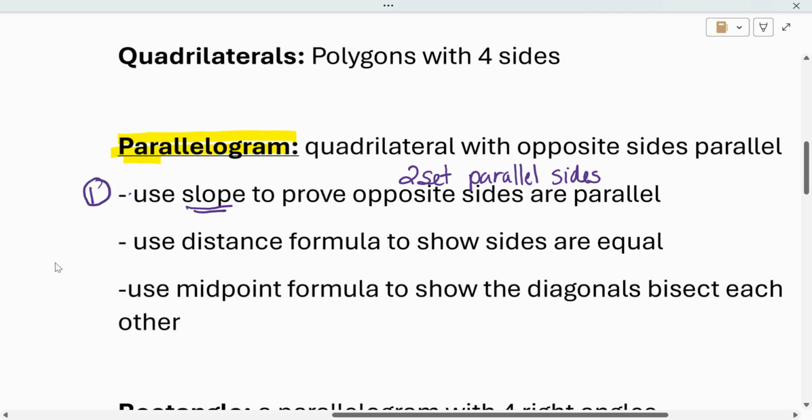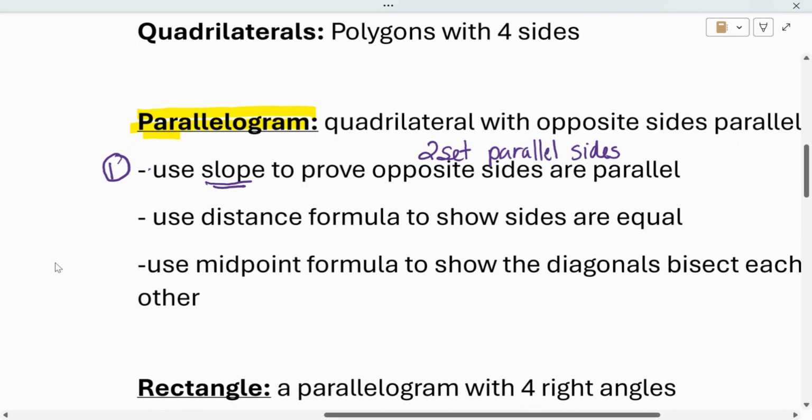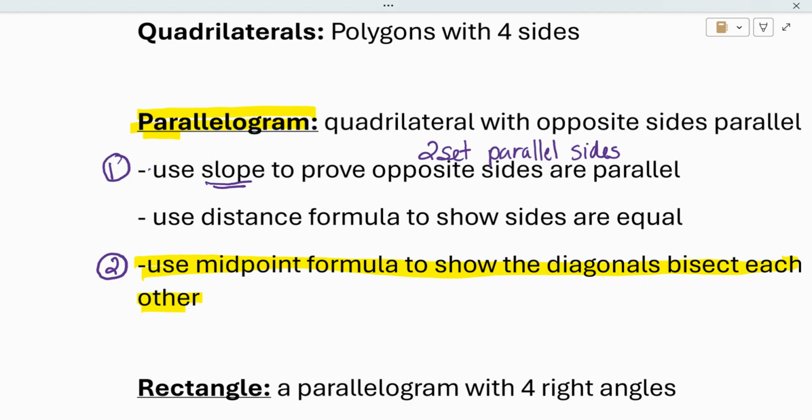Okay. The other method, the easiest one, I believe, is to use the midpoint formula to show that the diagonals bisect each other. This one is so important that this would be my number one choice every single time. Why? Well, because the midpoint is easy. It's an addition problem. And you just show that they have the same point. They bisect means that they intersect at the same point. So you would use the midpoint and show that the diagonals have the same midpoint. That is my number one choice. I would always use that.